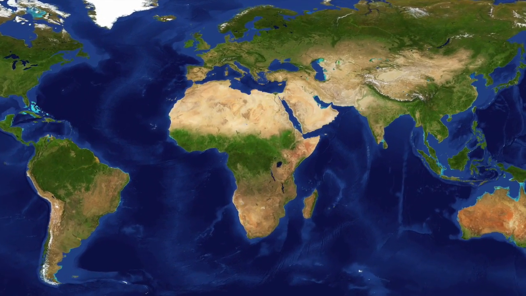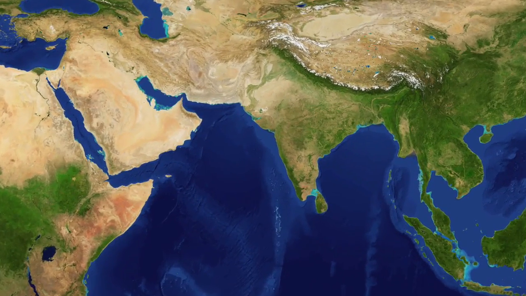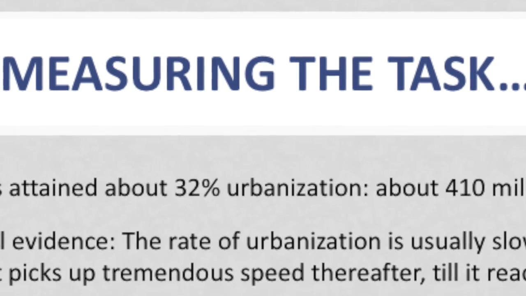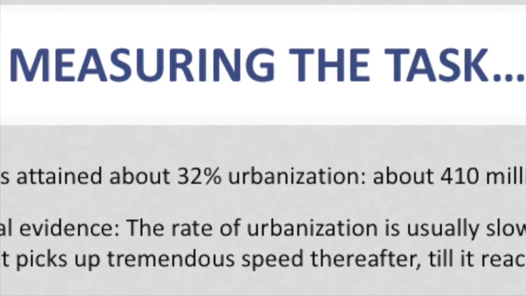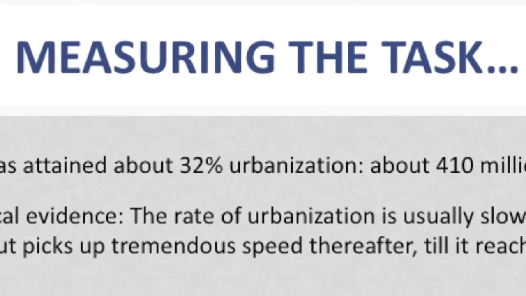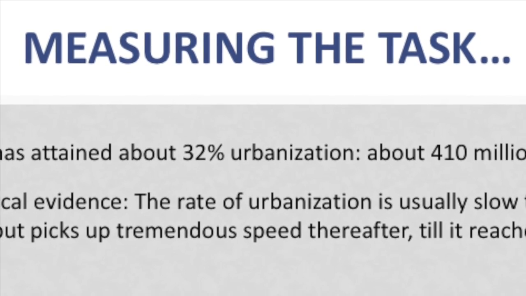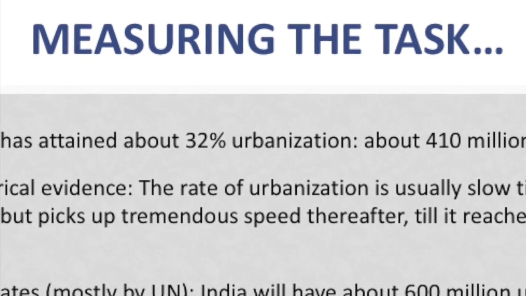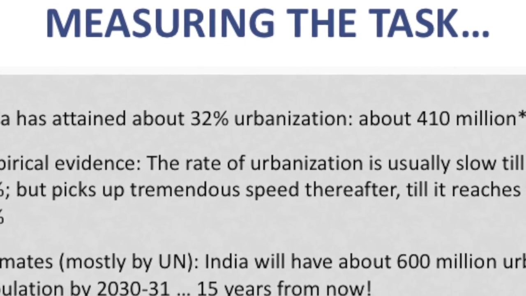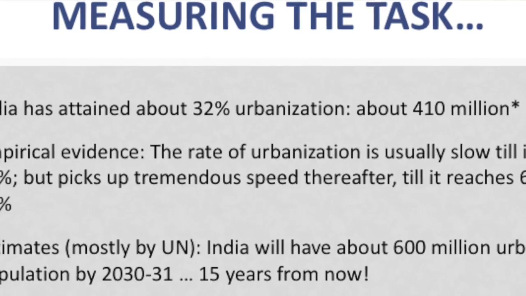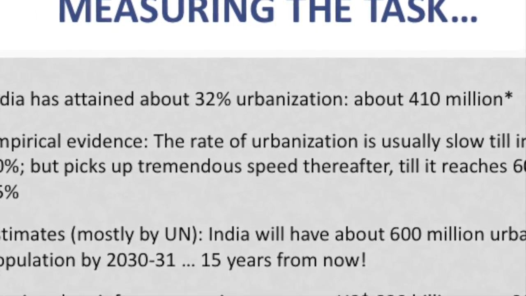Alright, so let's now do India-specific assessments. India has attained about 32% urbanization, which is about 410 million people living in urban areas. There is empirical evidence that the rate of urbanization is usually slow till it reaches 30%, but it picks up tremendous speed after that, till it reaches about 65%.